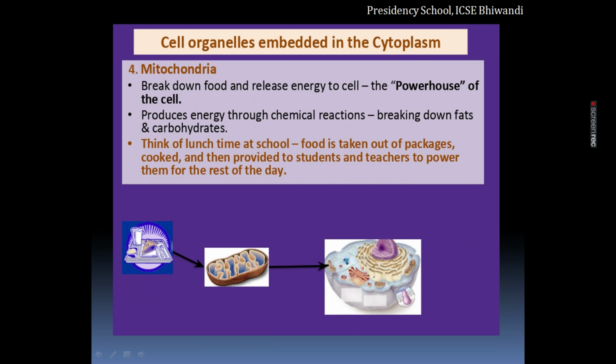The next cell organelle is the mitochondria. It breaks down food and releases energy to the cell. It basically breaks down fats and carbohydrates, and it releases energy in the form of ATP, that is adenosine triphosphate, and hence is called the powerhouse of the cell. Powerhouse means where power is generated in the form of energy, which is a most frequently asked question for the board examination. Mitochondria is the powerhouse of the cell. Explain. Dash is the powerhouse of the cell. Releases energy in the form of dash.